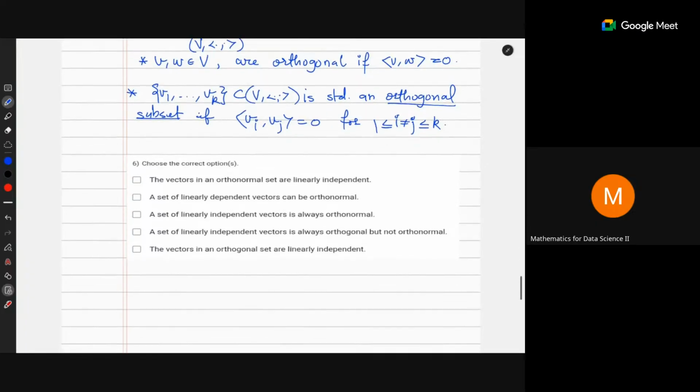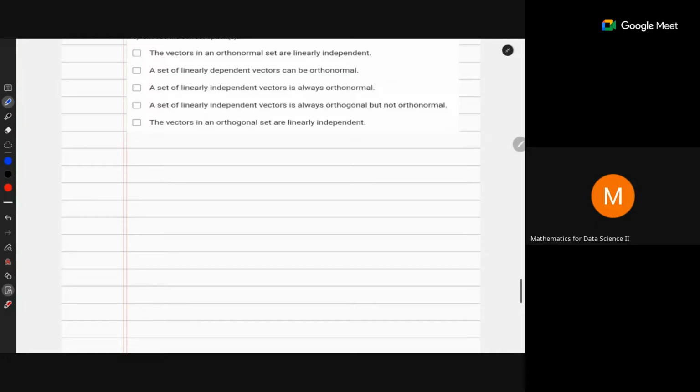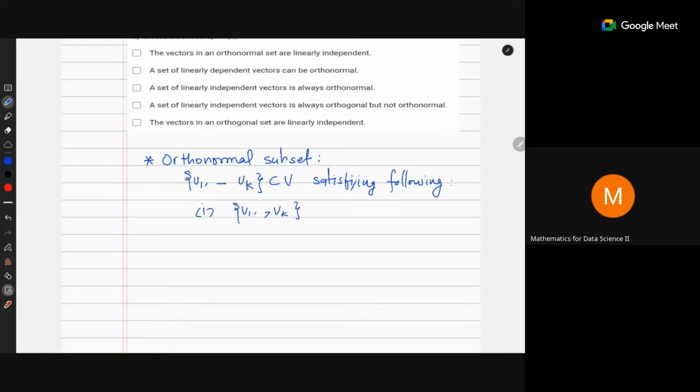Okay, and whenever you have an orthogonal subset, you can form an orthonormal subset. So what is an orthonormal subset? It is a collection of vectors in V satisfying the following. First is that v1 to vk is an orthogonal subset.